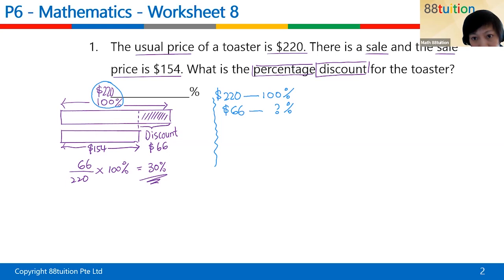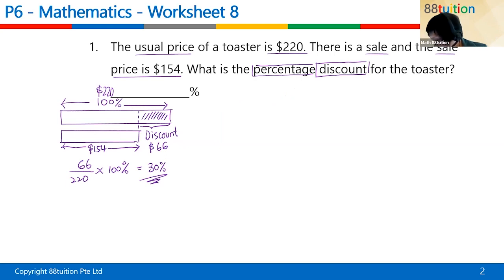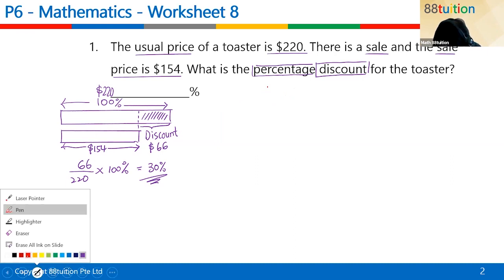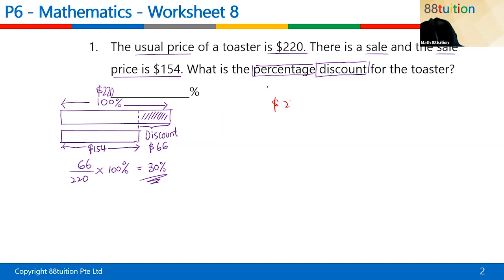I clear the drawing first. Okay, I do it again. So this is method 2 with a 220. This will give me 100%. A $66. How many percent is that? Now, I want you to remember this method. We call it the overhead bridge.